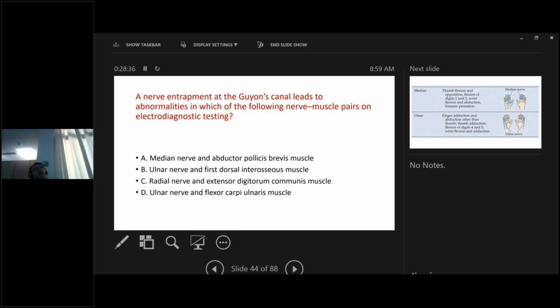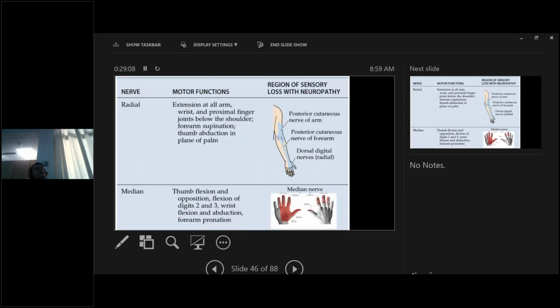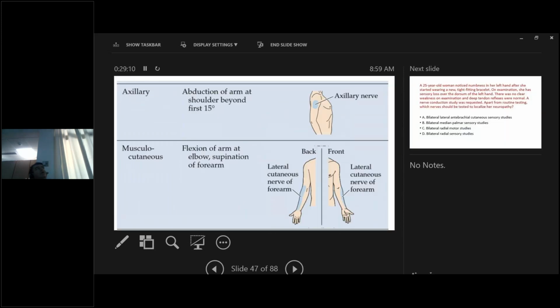A nerve entrapment at the Guyon's canal leads to abnormality in which of the following nerve muscle pairs in electrodiagnostic testing? Is it the median? Is it the radial? B, ulnar nerve. Okay. B. So Abu Naib, why not D? D is the proximal lesion usually. Yeah, flexor carpi ulnaris proximal. This is the first innervation from the ulnar at the elbow. Correct. Okay, well, you guys know this. Let's do a couple of few questions here.